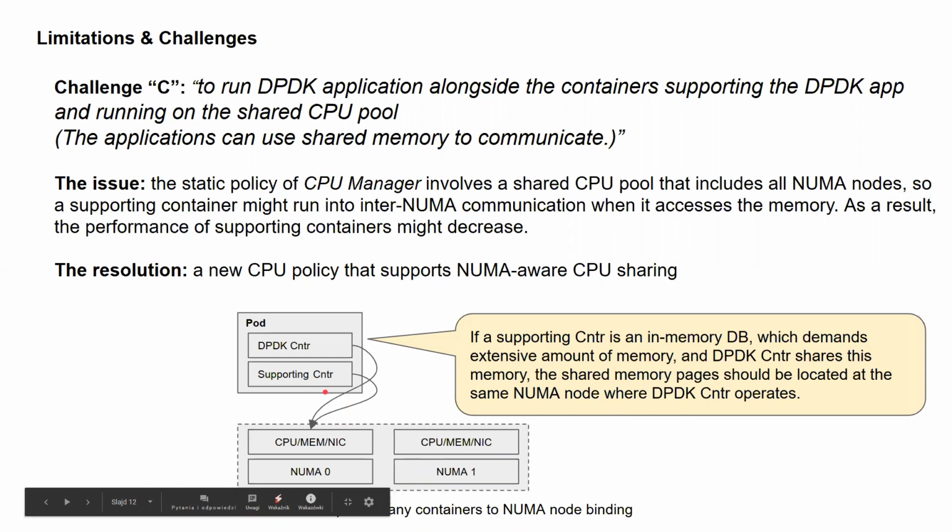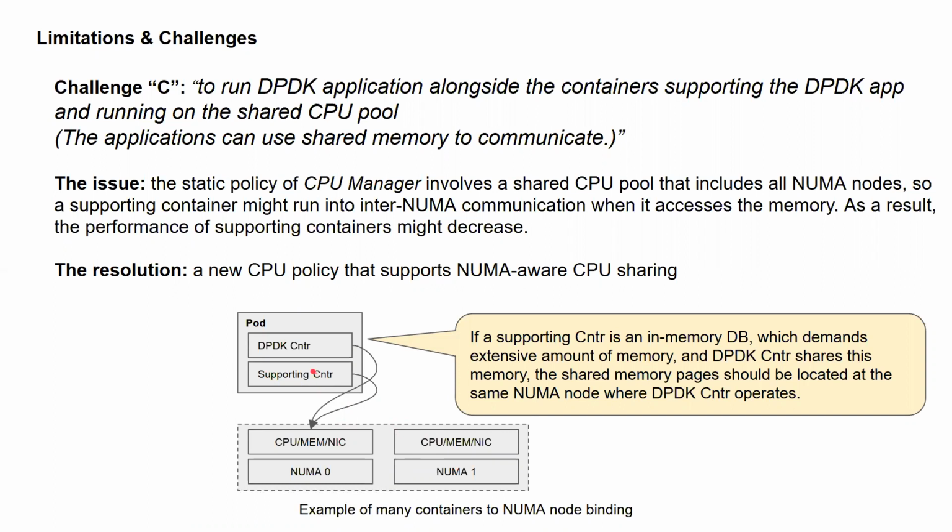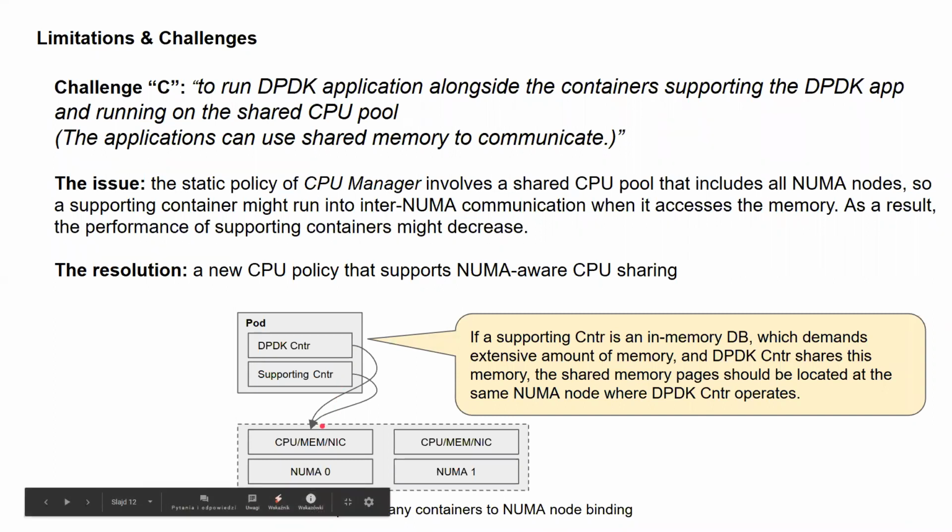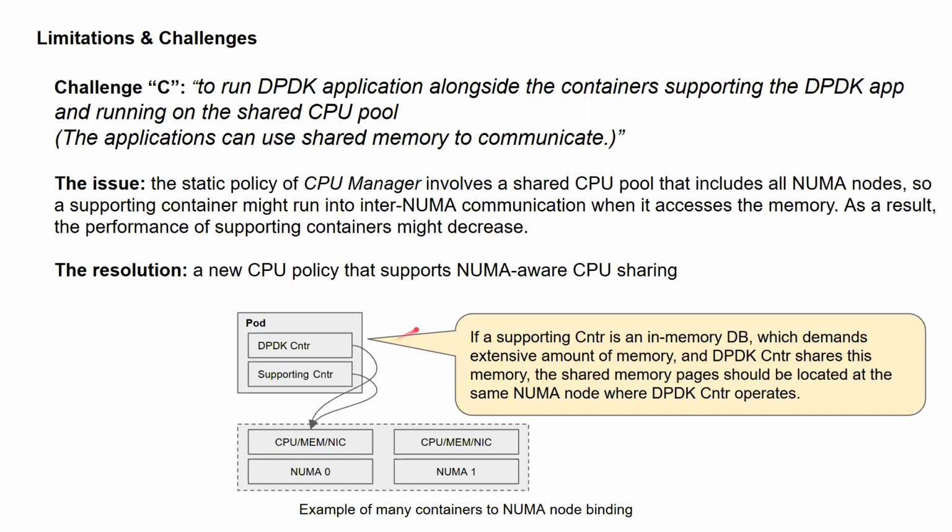And the solution that we propose here is to implement a new CPU policy that would support NUMA-aware CPU sharing, which means that this supporting container would receive shared CPUs from only one NUMA node. And that would resolve the problem.